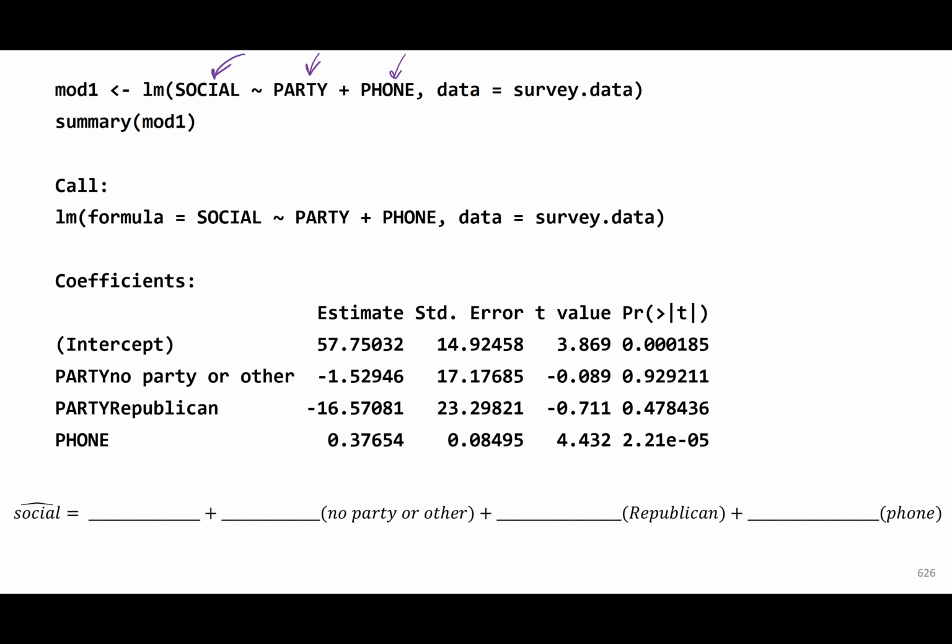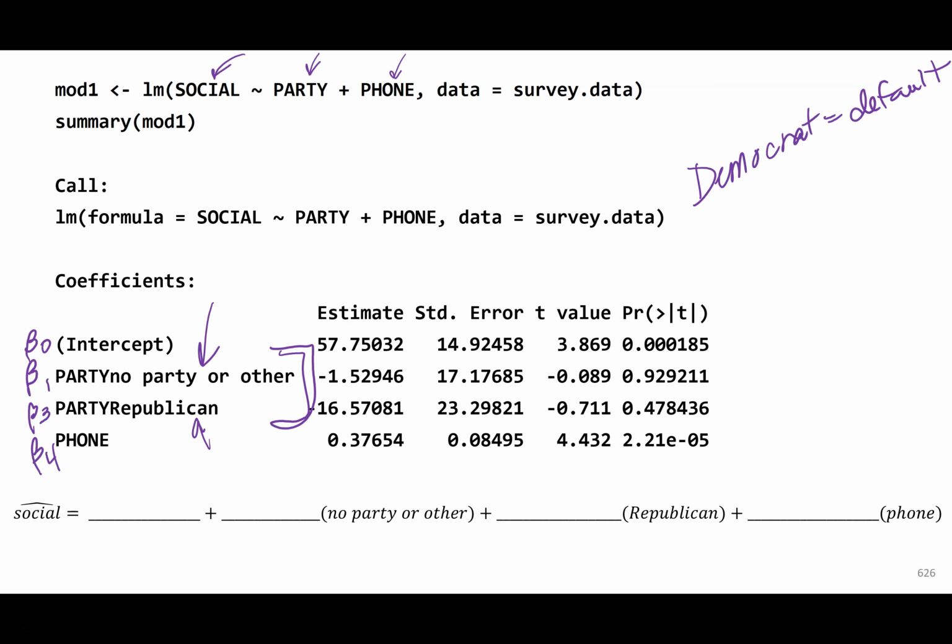So here, looking here, so intercept, this is always going to go with the y-intercept. Beta 1, or like no party or other, see, it added 2 terms. I have 3 parties or 3 categories, so it made Democrat the default because it came first alphabetically. Absolutely, you can change what the default is if you like. No party or other comes first. Republican comes third alphabetically. And then phone is the 4th thing in there.